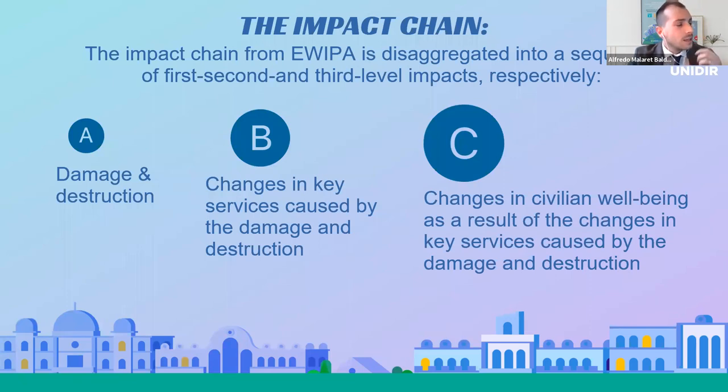Next slide, please. In the research considerations that we're presenting today, we included a model for organizing our thinking around this topic, one that we call the impact chain. The impact chain is a set of parameters, and it is disaggregated into a sequence of first, second, and third level impacts on how the effects might build on each other. First level impacts represent damage and destruction. Second level impacts represent changes in key services caused by the damage and destruction. Third level impacts represent changes in civilian well-being as a result of the changes in key services because of the damage and destruction. So as you can see, they build on each other. And in this disaggregation, second and third level impacts can be considered reverberating effects.